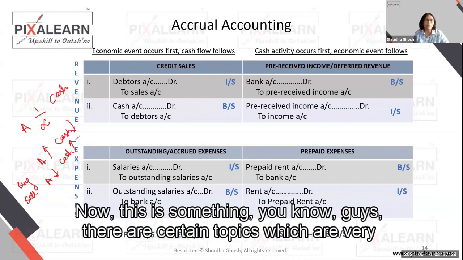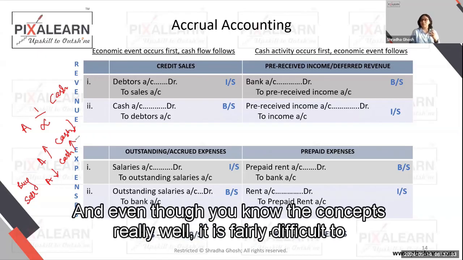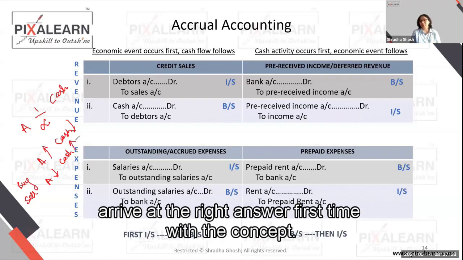Now, this is something, guys, there are certain topics which are very confusing. And even though you know the concepts really well, it is fairly difficult to arrive at the right answer the first time with the concept.